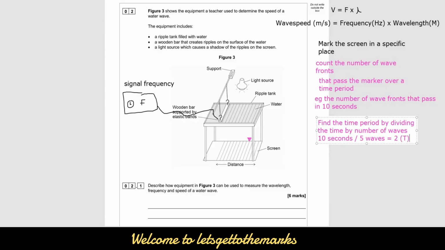That is 2, our capital T time period, right? Now we can use this equation. 1 over F is equal to the time period T, but I can do 1 over T equals F as well. So I now just go 1 divided by 2, and that's going to give me 0.5 hertz. So that's one way to find the frequency.